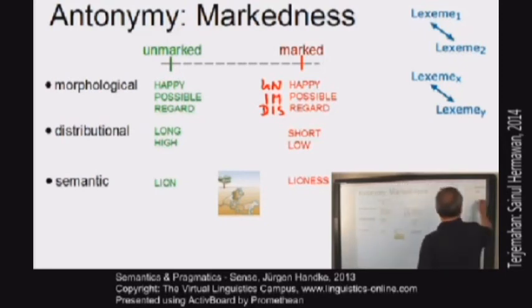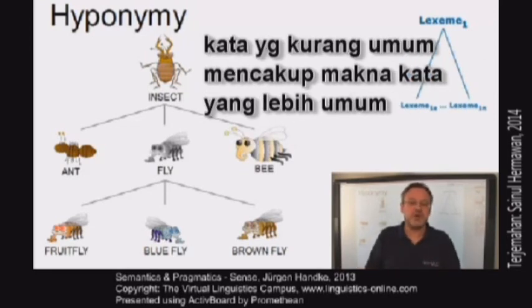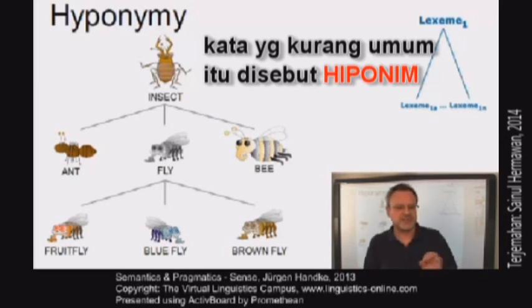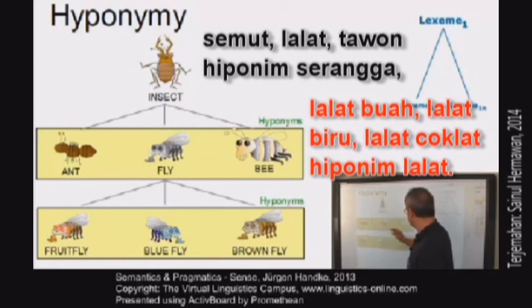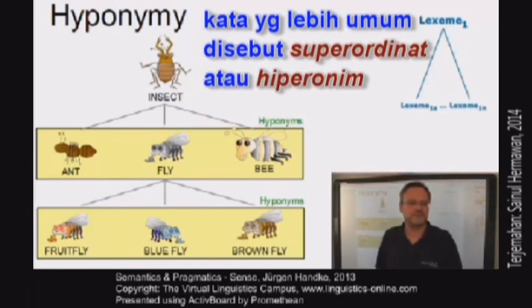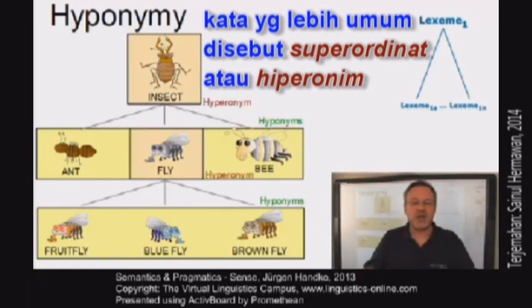Let's now turn our attention to hyponymy. Hyponymy is a hierarchical sense relationship between lexical items based on the notion of inclusion. A less general term includes the meaning of a more general term. The less general term is called the hyponym. So ant, fly and bee are hyponyms to insect. Fruit fly, blue fly and brown fly are hyponyms to fly. The more general term is known as the superordinate term or the hyperonym.